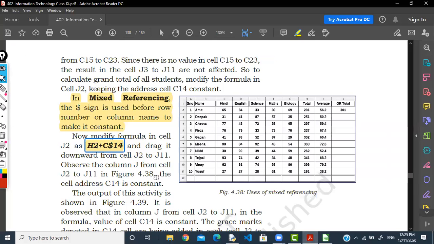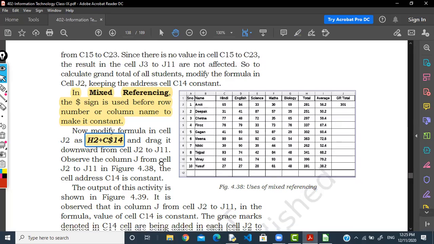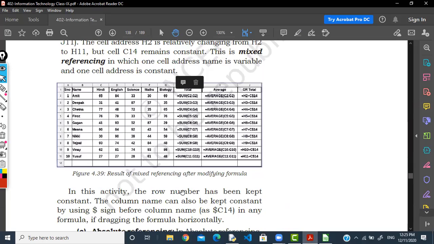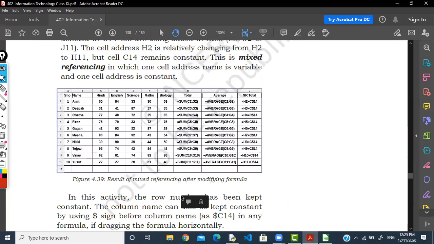Now we are going to understand what absolute cell referencing is. What is the meaning of absolute cell referencing? One thing you have to observe, one thing you have to note down here. In mixed cell referencing, one cell address name is variable and one cell address is constant.